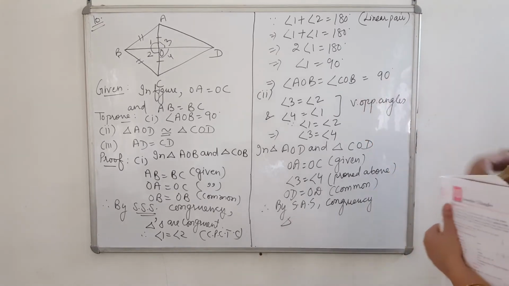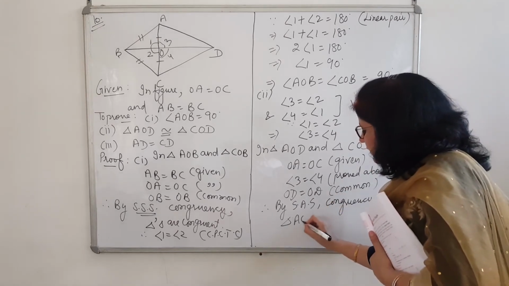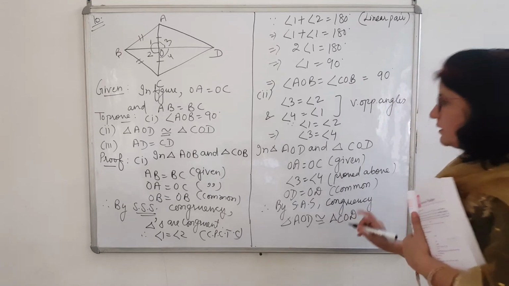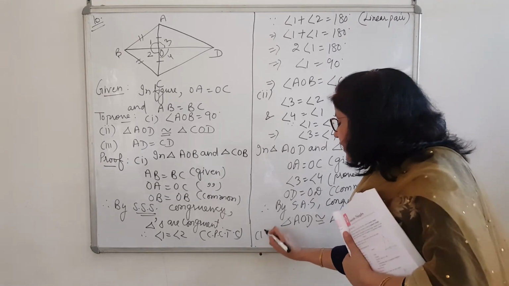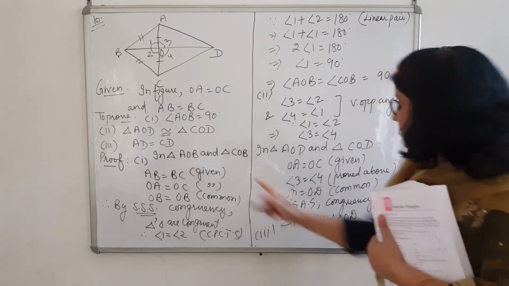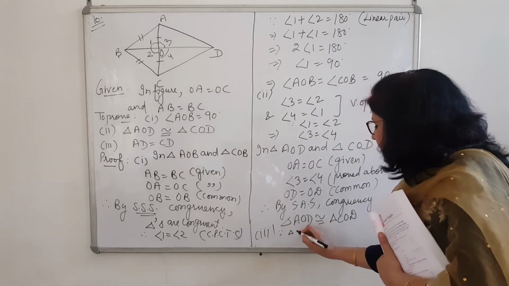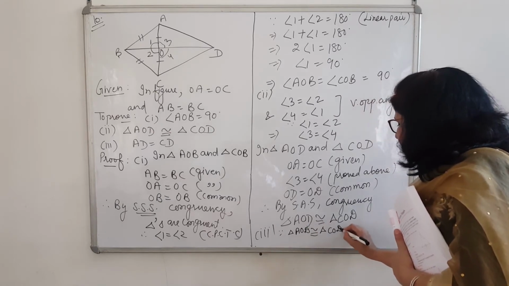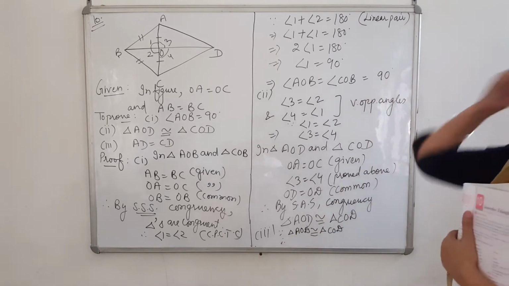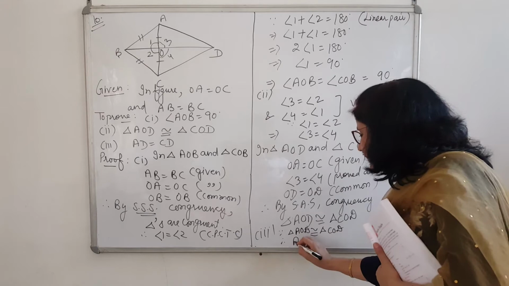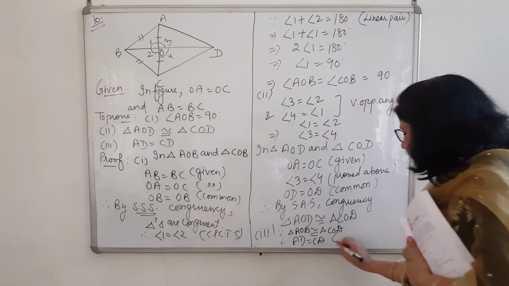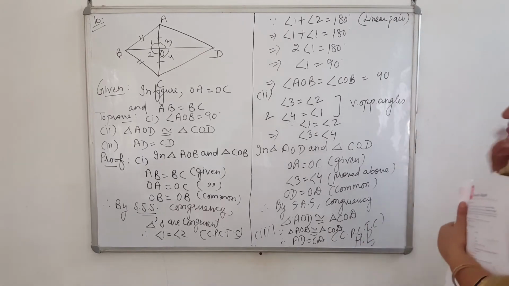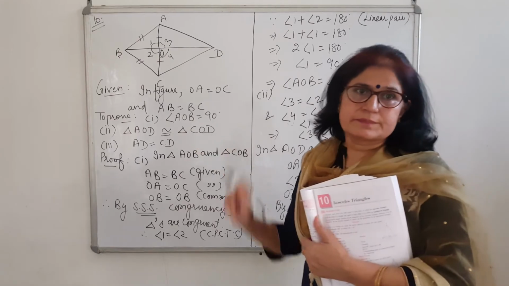triangle AOD is congruent to triangle COD. This is our second part. In the third part, you have to prove these sides are equal, because triangle AOD is congruent to triangle COD. Therefore, by CPCTC, AD equals CD. Reason: CPCTC. Hence proved. So like this, we can solve all the three parts.